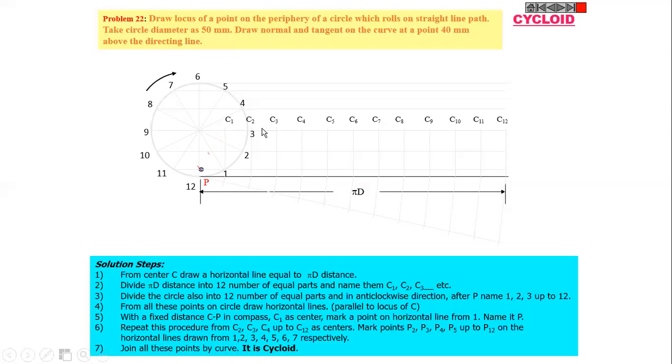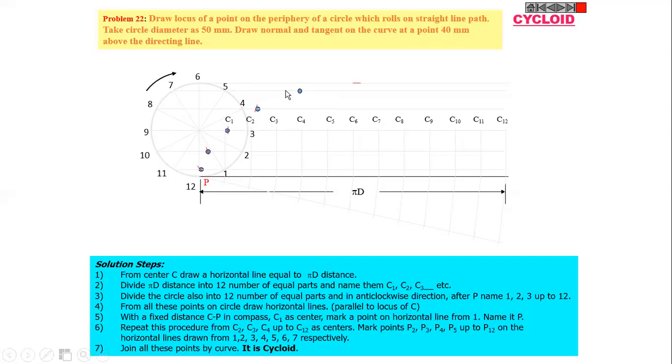Then same radius, C2 as a center, and cut the second line. Where is the second line? This is the second line. This is my second point. Then C3 as a center, cut the third line. Where is that? This is the center line. So this is my third point. Then C4 as a center, same radius, that is equal to C to P, or the radius of the circle. Where is the fourth line? This is the fourth line. We'll cut it. Then this is my fourth point.